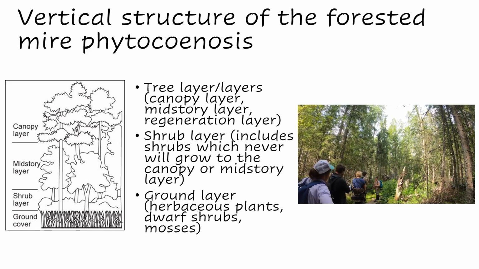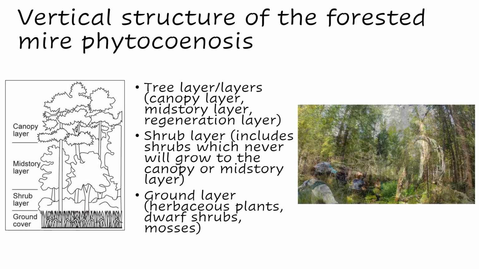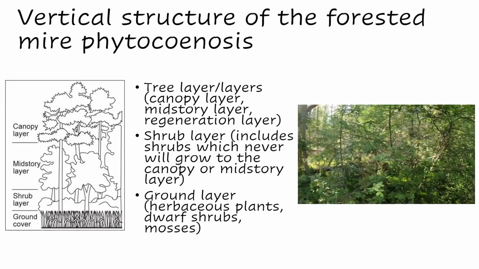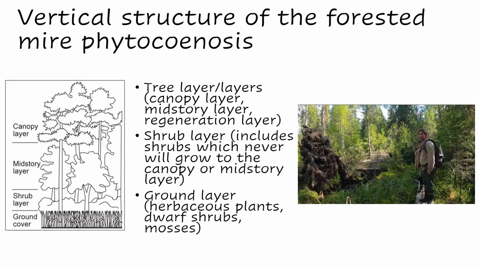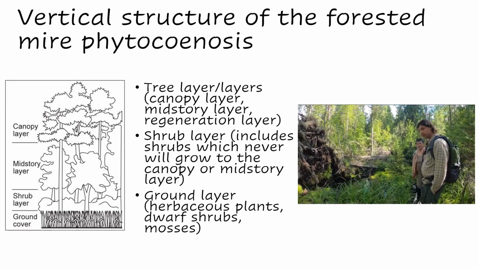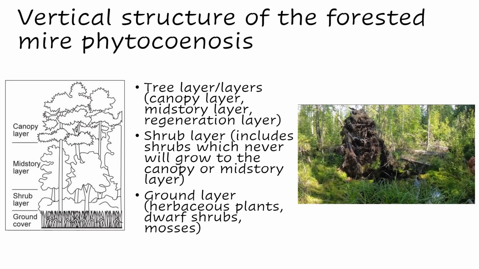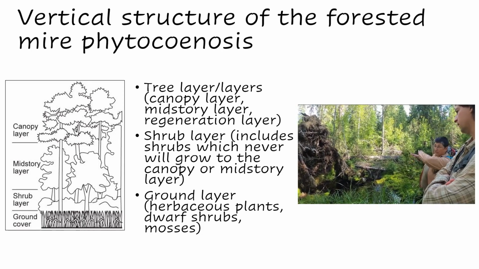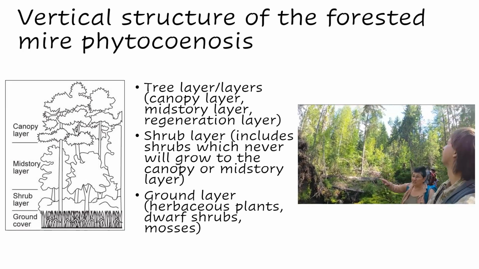What is difficult in the Mara vegetation? That there could be forested Maras. The forested Mara phytocoenosis has a similar approach as the forests. So you have to characterize all layers: the tree layer or canopy layer, the mid-story layer, the regeneration layer, the shrub layer and the ground layer, which will include herbaceous plants, dwarf shrubs and mosses.